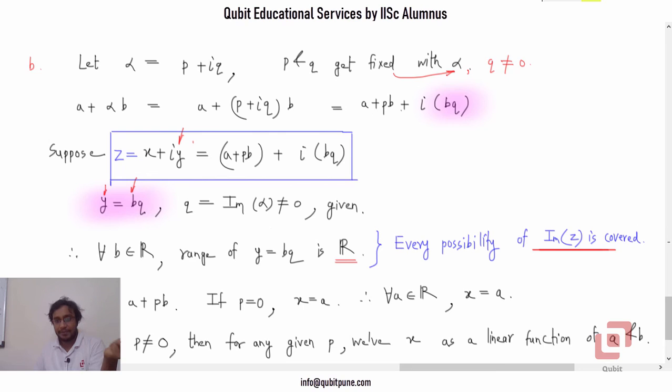Now let's go to the real part. What is the real part? The real part is a plus pb. Okay, let's come to that now.